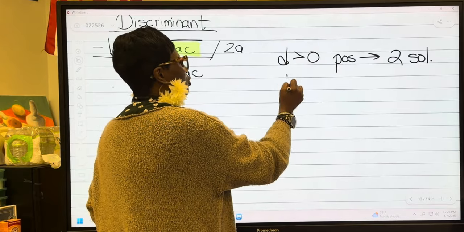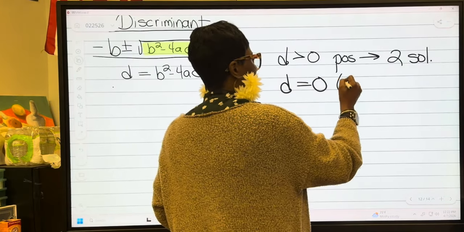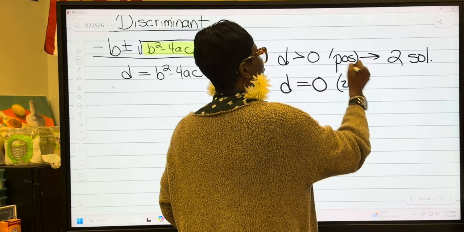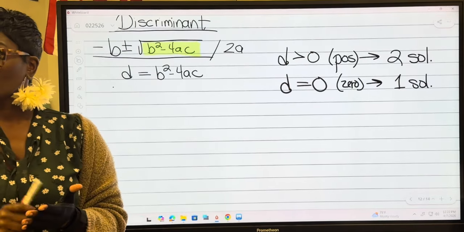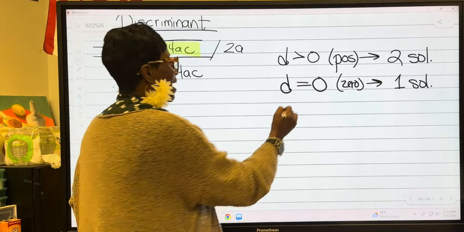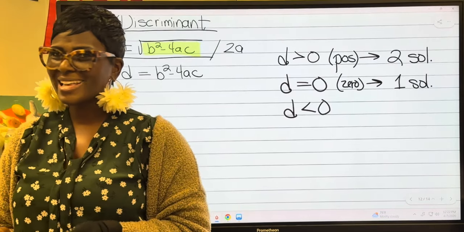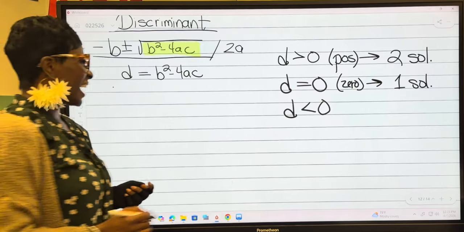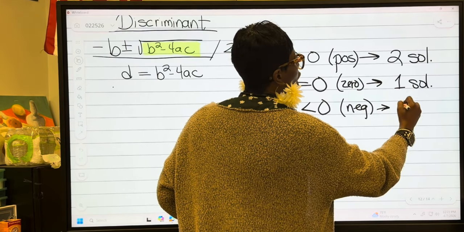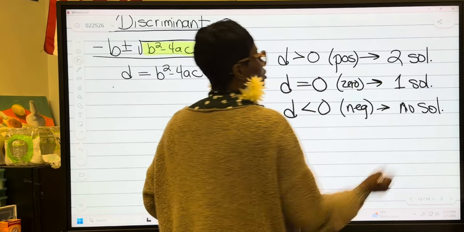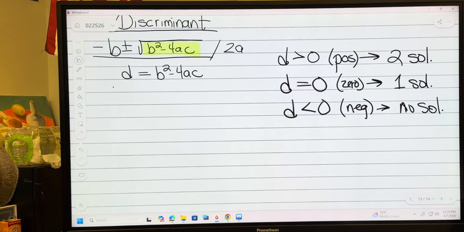Now, what if my discriminant is equal to 0? That's going to be 1 solution. And what if my discriminant comes out to be a number that's less than 0? Well, what kind of numbers are less than 0? Negatives. So then, the only one left, y'all, is going to be no solution.